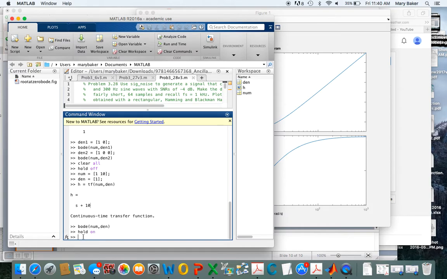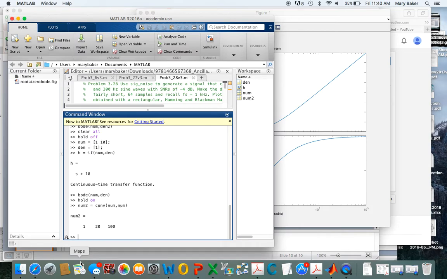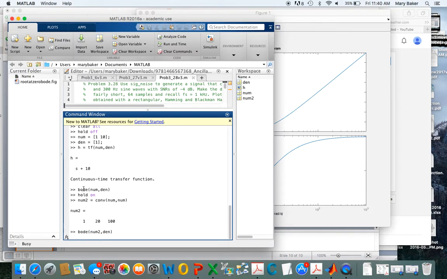Let's now see what happens if you have s plus 10 squared in the numerator. So what we'll do is we'll do a second numerator, and in this case we will convolve the numerator with itself so that we effectively square it, and there's our coefficients. So now let's look at the Bode plot of numerator 2 over denominator. Our denominator is still 1 here. And so you can see what happens.